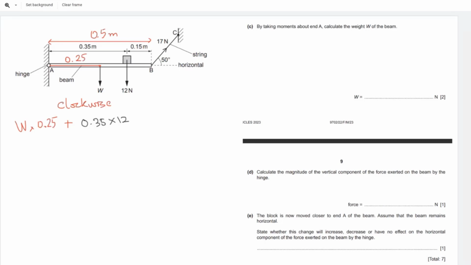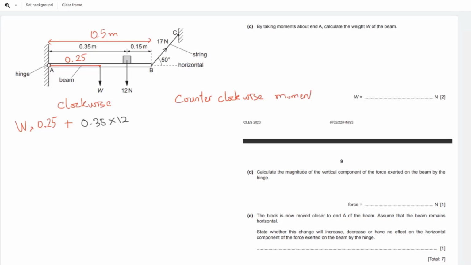I have a question. How do we know if the weight is clockwise? The weight is not clockwise, but it wants to rotate this beam downward in this clockwise direction. And the string here is trying to hold it back, not allowing it to fall down. So the tension here, 17 Newton, is producing a counterclockwise moment, holding it back.